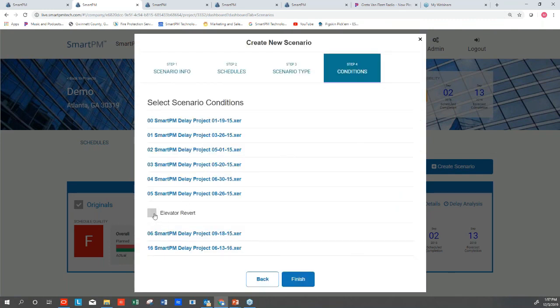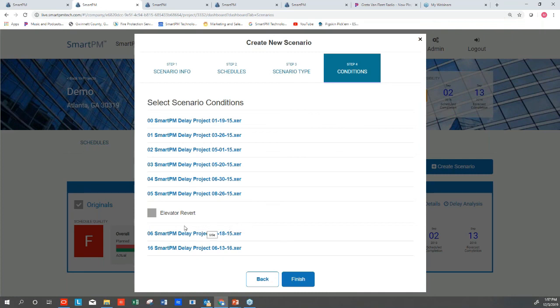I want to incorporate that elevator revert activity. So again, I'm only looking at the first 6 updates and the final one, because I don't believe that all those updates 7 through 15 were actually feasible.